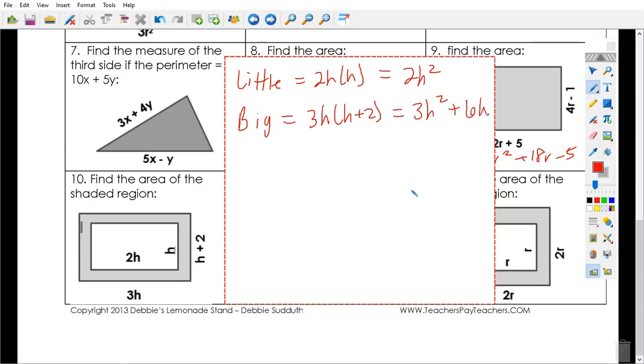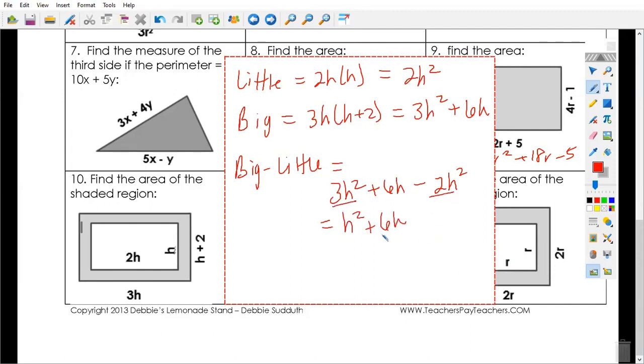It wants us to find the shaded region, so it's our big minus our little. So we have 3h squared plus 6h minus 2h squared. What do we get? h squared plus 6h. 3 minus 2 is 1, and 6h has no like term. So the shaded area is h squared plus 6h.